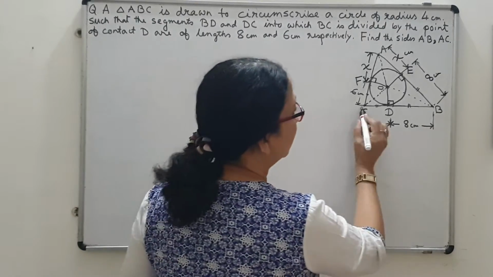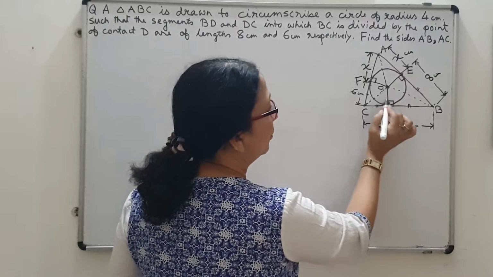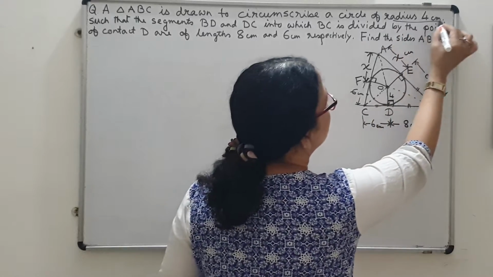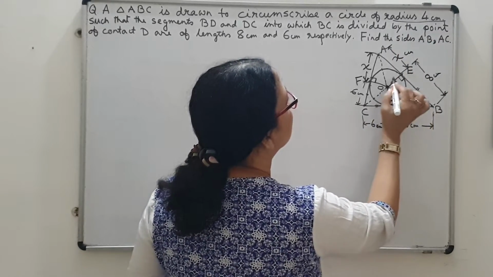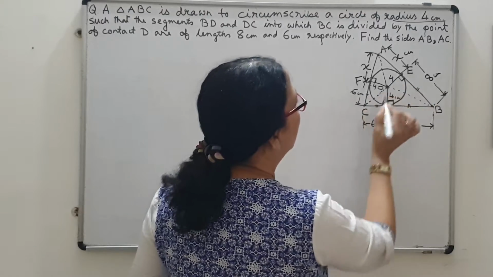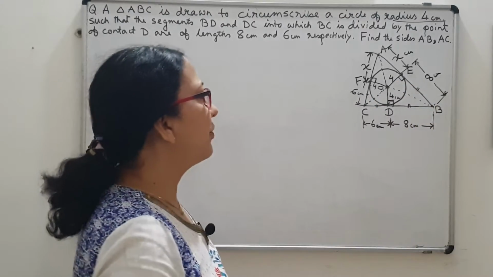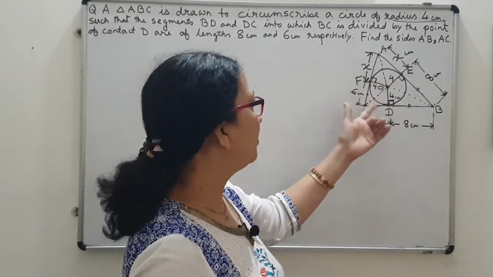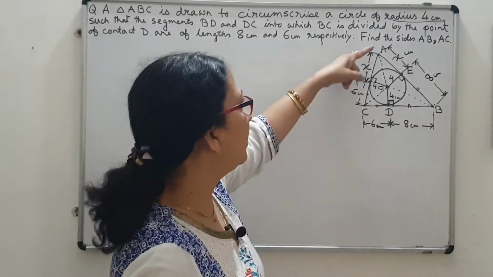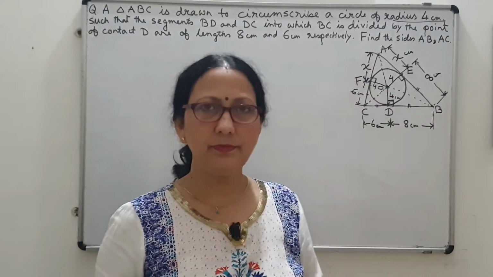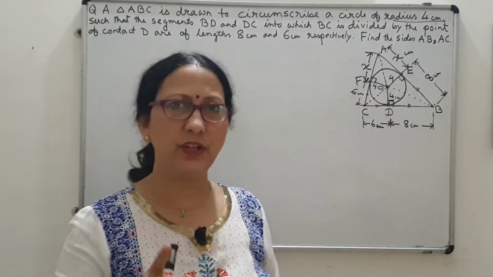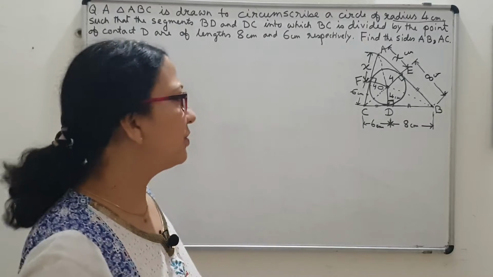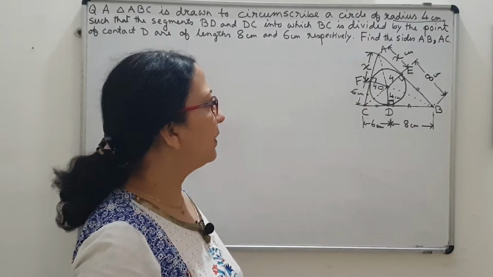Because the bases are given and the radii through the point of contact are nothing but the altitudes, and the radius is given as 4 centimeters, this is also 4 and this also 4. So the area of these small triangles can very easily be found by half base into altitude. Then by adding the area of these 3 small triangles, we can find the area of triangle ABC, and then we equate the 2 values and get an equation from which we can very easily solve for x.